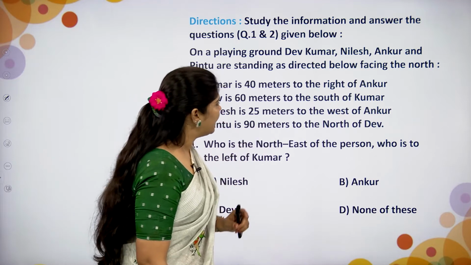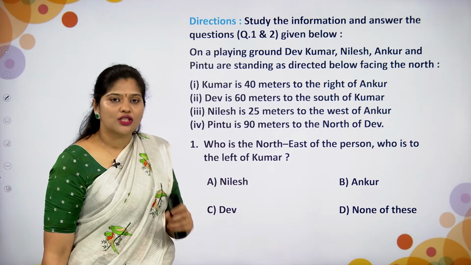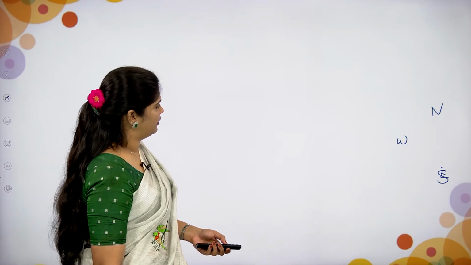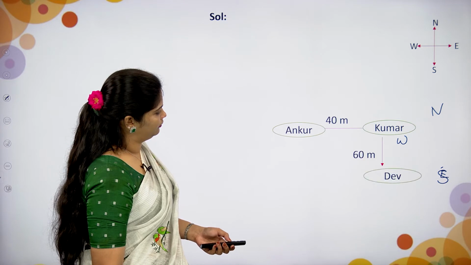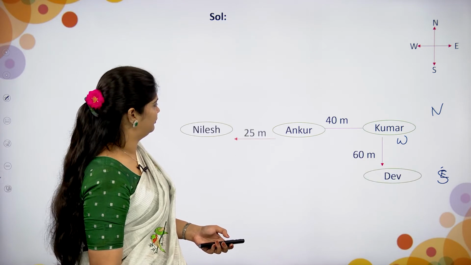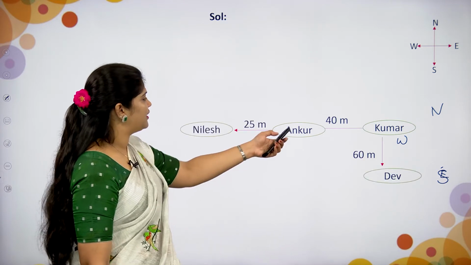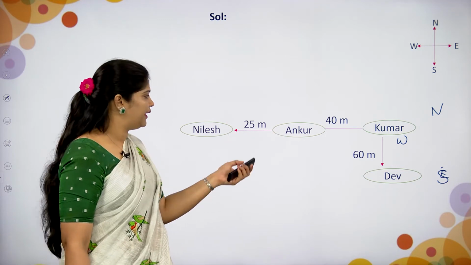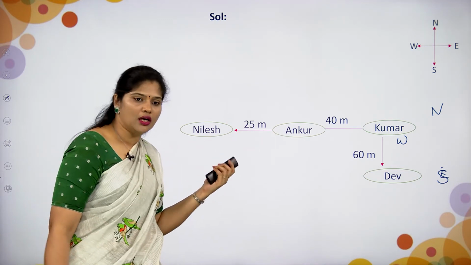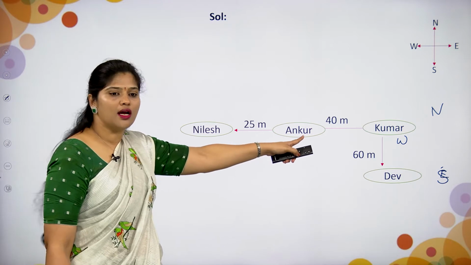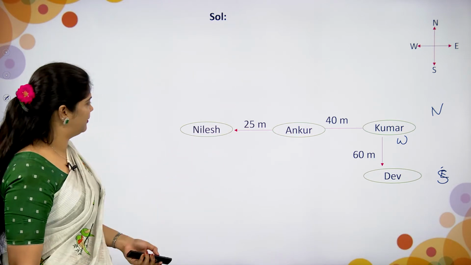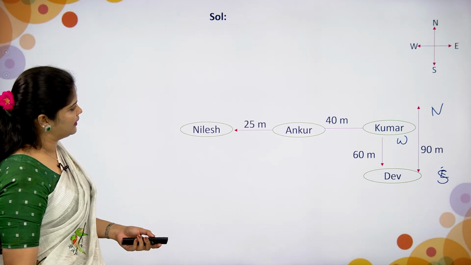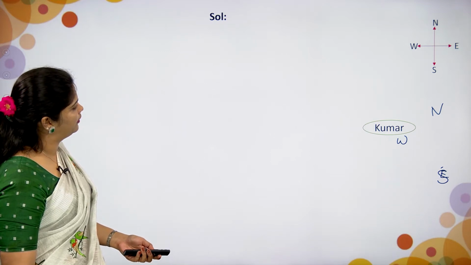Nilesh is 25 meters west of Ankur. Okay, this is Ankur, west side is this, Nilesh is 25 meters. And next point is what?